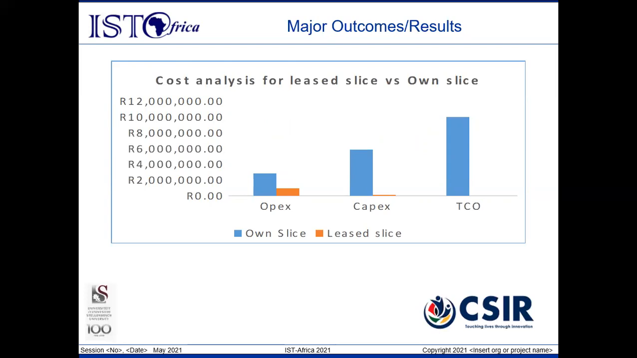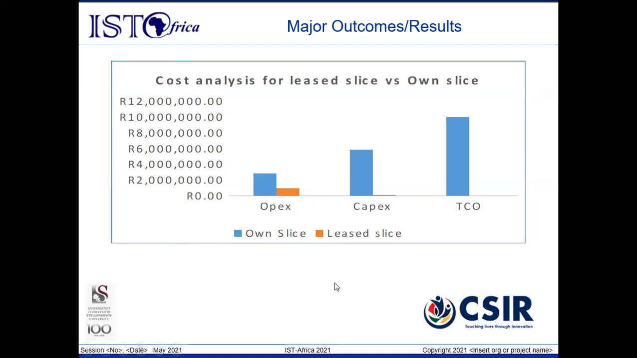Now, from this diagram, several interpretations can be extracted. Firstly, as expected, the own slice, which is represented by blue, bears a significant amount of capex, about 50% more. This is because money is spent on infrastructure acquisition and installation. On the other hand, the lease slice, which is represented by the orange color, exhibits more OPEX, about 70%, as can be seen here, 70% more as compared to the own slice. This is because the lease slice spends more on rental cost per month as compared to the own slice.